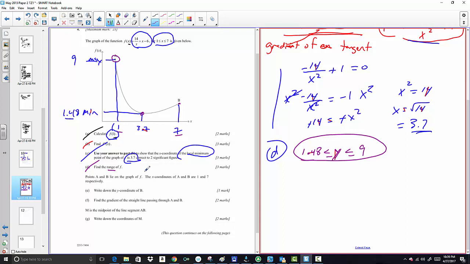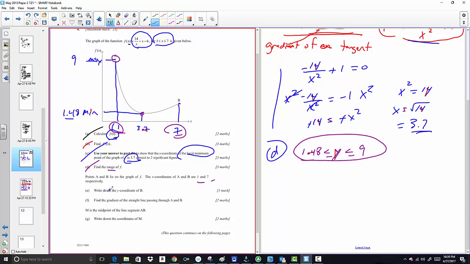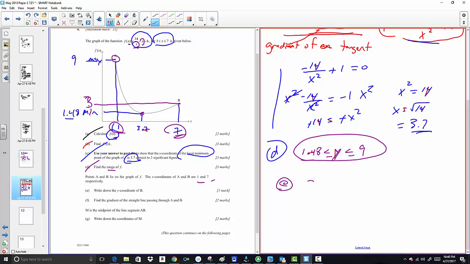So points A and B lie on the graph. The coordinates of A and B are 1 and 7. Yes, I already told you that, that's the coordinates of A and B for the x values. Write down the y coordinate of B. That's really simple. What's the y coordinate right here? We're going to plug 7 back into the x values. 14 divided by 7 is 2. 2 plus 7 is 9, and 9 minus 6 is 3. So this is 3. You can do this in your head. So that one is really simple. E is 3.